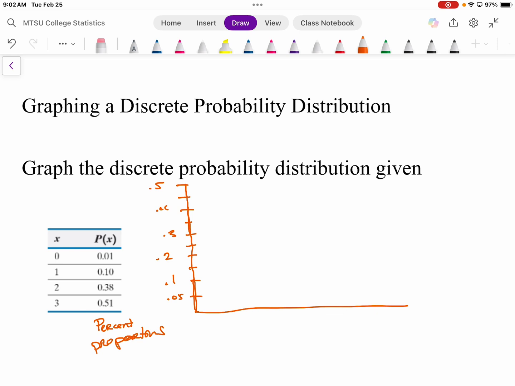So now on the bottom, we would have our little categories. And then this would be my x values, whatever my x values are for the random variable. And then we're just going to say, okay, 0 was 1%. So that's like just barely over the line. And then we had 10% for 1.